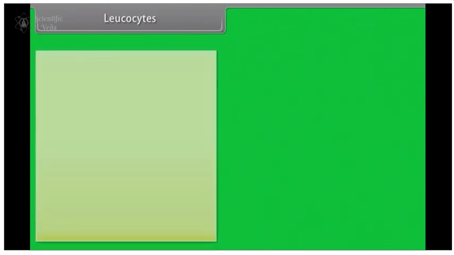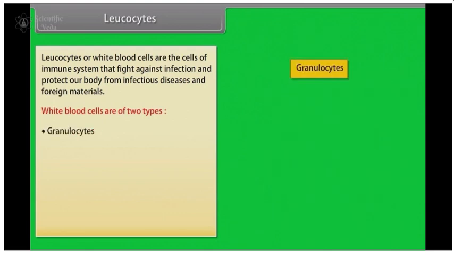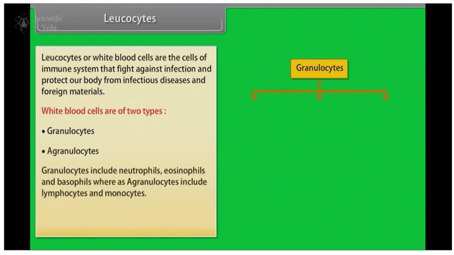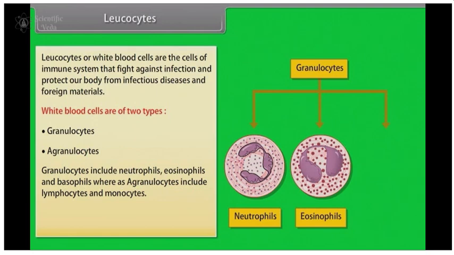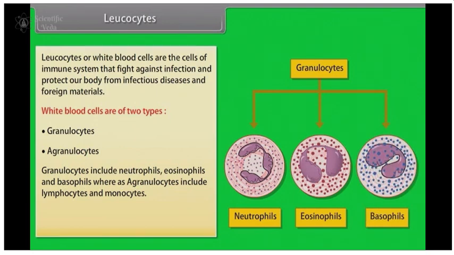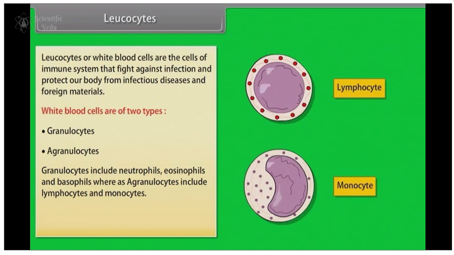Leukocytes. Leukocytes or white blood cells are the cells of the immune system that fight against infection and protect our body from infectious diseases and foreign materials. White blood cells are of two types: granulocytes and agranulocytes. Granulocytes include neutrophils, eosinophils and basophils, whereas agranulocytes include lymphocytes and monocytes.